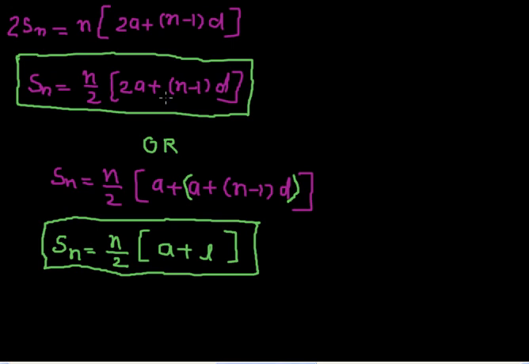Where will we use these? Whenever we have the first term, the common difference and the value of n, we would use the first one. But if we have directly the value of the last term, then we would directly use this one.